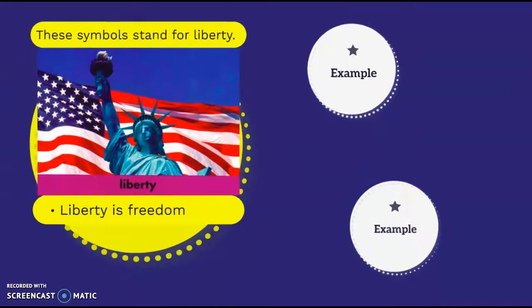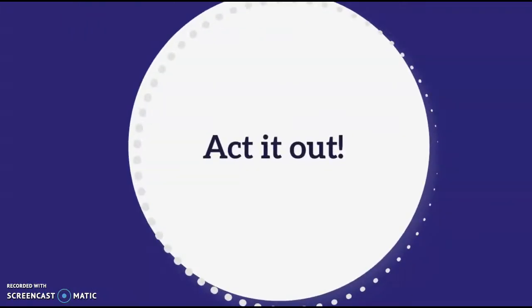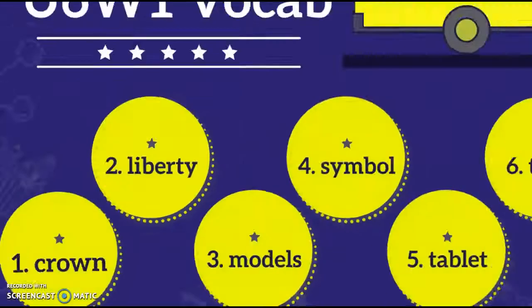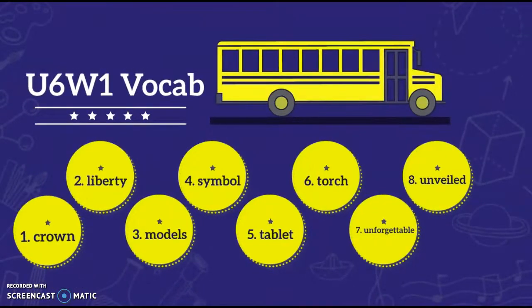Good. If you're going to act it out, maybe you're saying the Pledge of Allegiance and you're looking at the flag because that's another way to show our freedom or our liberty. Or maybe pretending to stand like the Statue of Liberty. Good. Moving on. Number 3 is models.